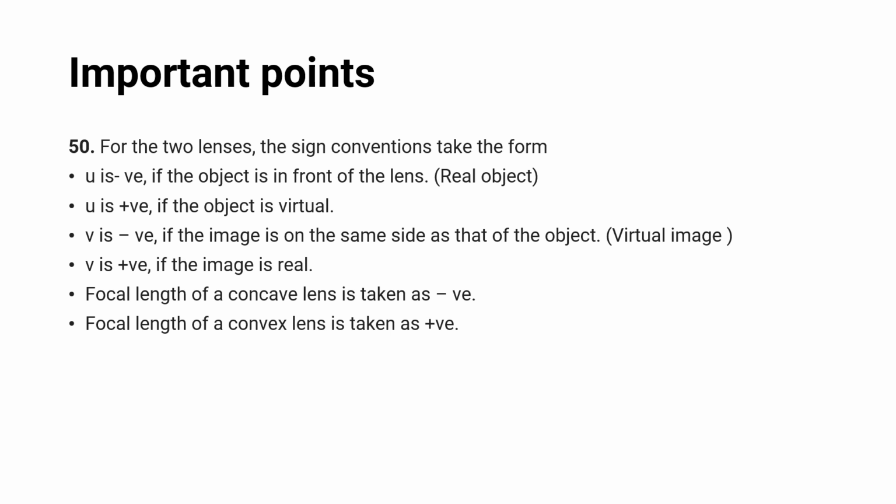For two lenses, the sign convention takes the form: u is negative if the object is in front of the lens, u is positive if the object is virtual, v is negative if the image is on the same side as that of object, and it is positive if the image is real. Focal length of concave lens is taken as negative and that of convex lens is taken as positive.